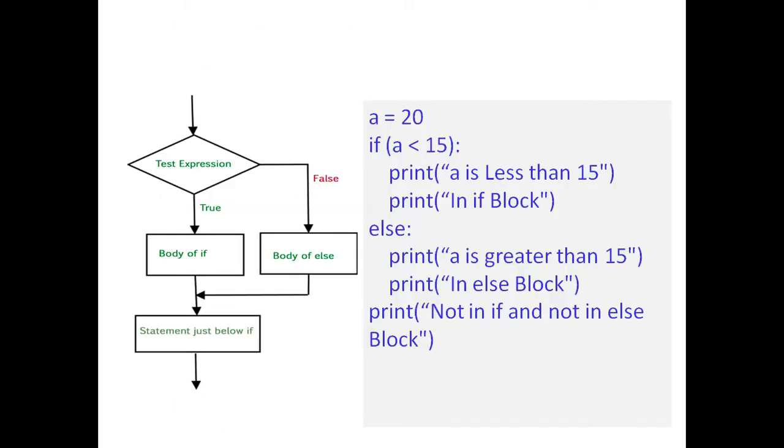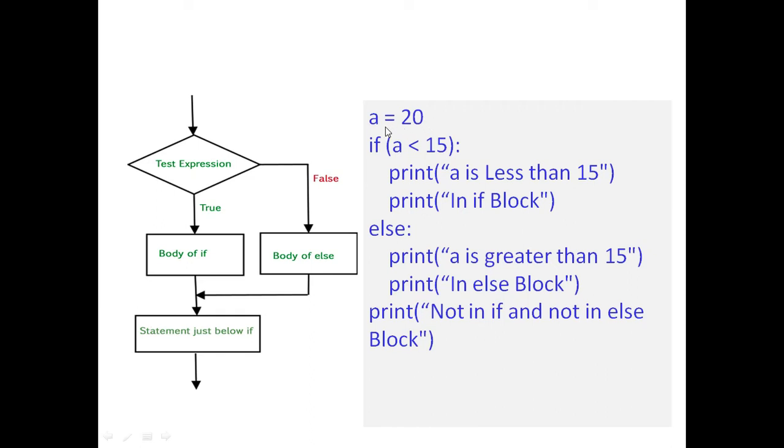Here is the flowchart for the if else statement. First, the test expression is evaluated. If it is true, the body of if is executed. If it is false, the body of else is executed. And after executing, it will execute the statement just below it.